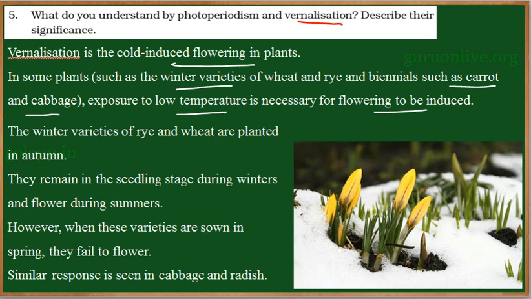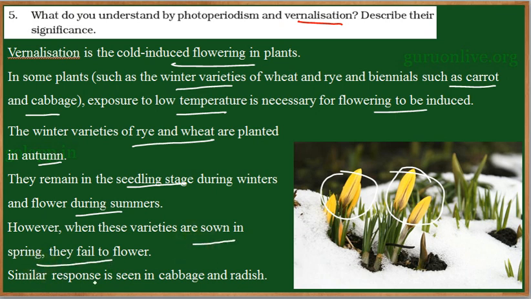Here also you can see that in the snow-filled region, the plants have flowered. The winter varieties of rye and wheat are planted in the autumn. Generally, these varieties which flower during low temperature are planted in the autumn. They remain in the seedling stage during the winter and flower during the summer. However, when these varieties are sown in the spring, they fail to flower.